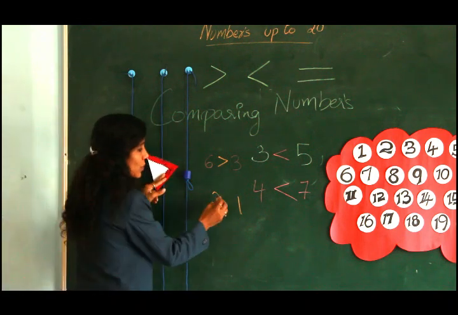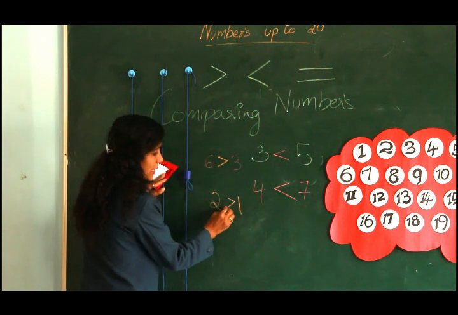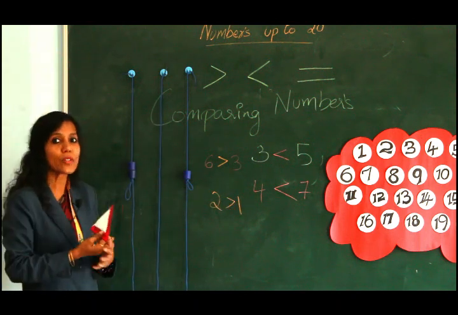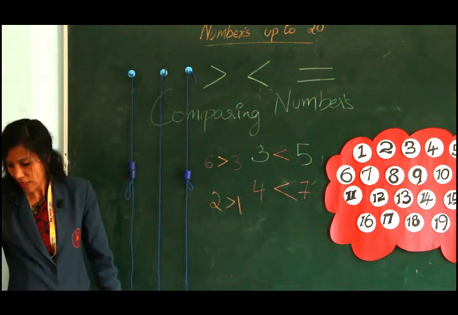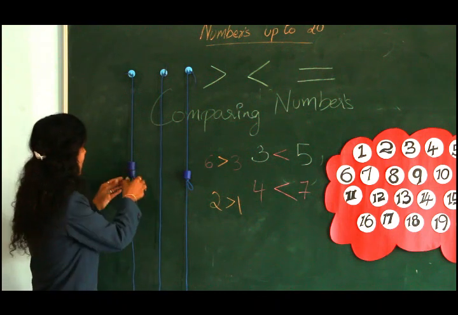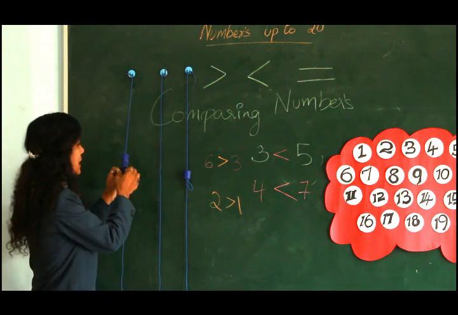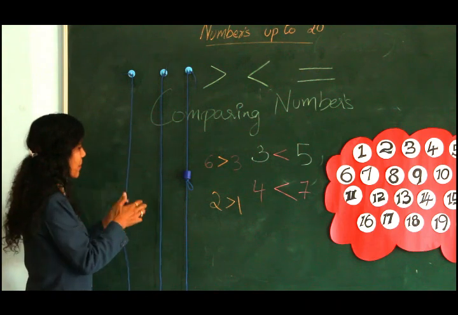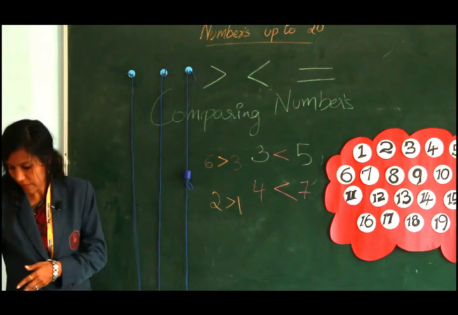So here what we do? 2 is greater than 1. Now if we have the same numbers, let us see, putting the same beads, what happens.